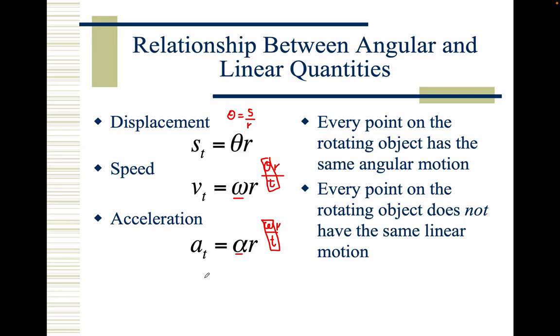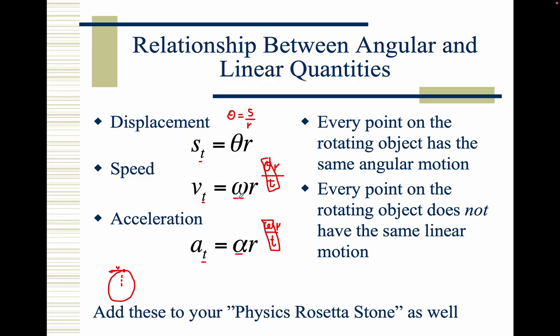Why? We'll go into a little more detail later, but these are motions that are tangent to the motion of a rotating object. If you think about the velocity of a bicycle wheel, a point on its edge is going to be moving in this direction. And so the velocity is tangent to the circle, or tangent to the radius, for an object moving in a circular path. So we put little t's down here to indicate that, even though we're talking about circular motion, these are tangential velocities and tangential accelerations. Put these in the bottom of your physics Rosetta Stone as well.